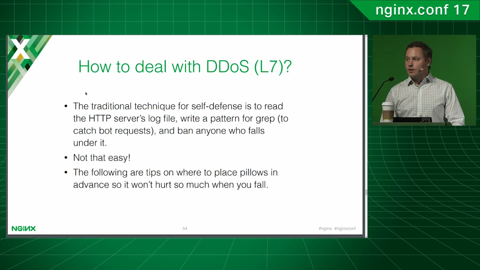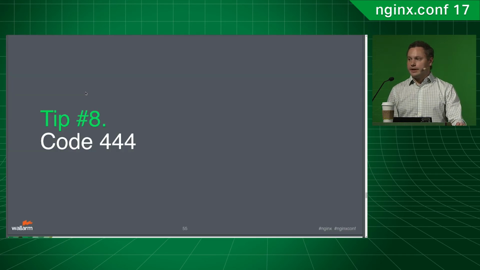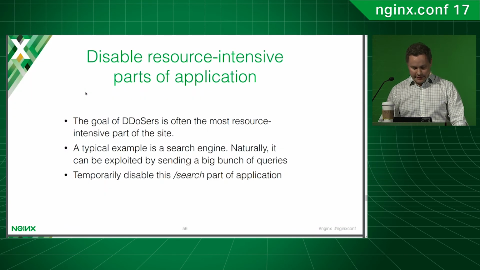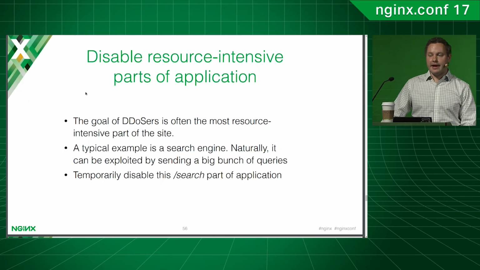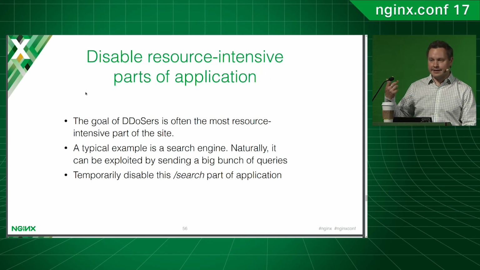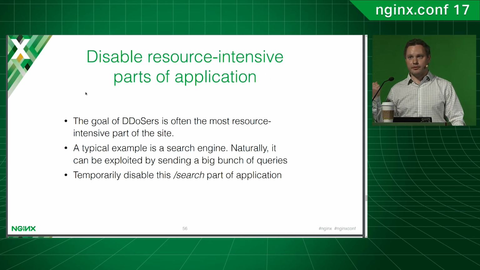In many cases, when you need to deal with DDoS, you still need to analyze these access logs. And here are some tips that can help you. NGINX supports the code 444. When do you need it? The bad guys usually try to apply their malicious requests to the most resource-intensive part of the app. In many cases, it's search. So the attacker sends one request, and this one request creates multiple requests to the database. So it's very easy to cause a denial of service in many cases.